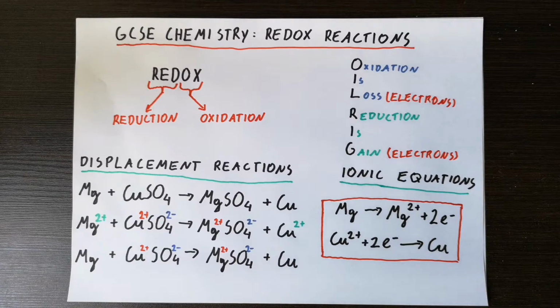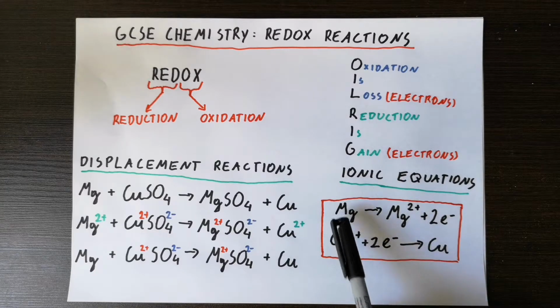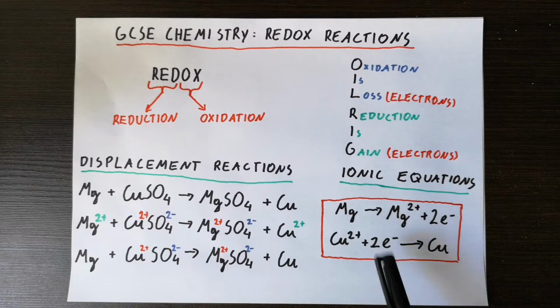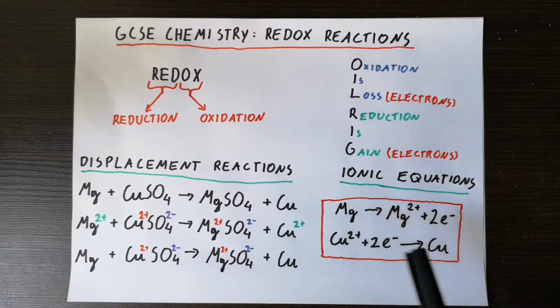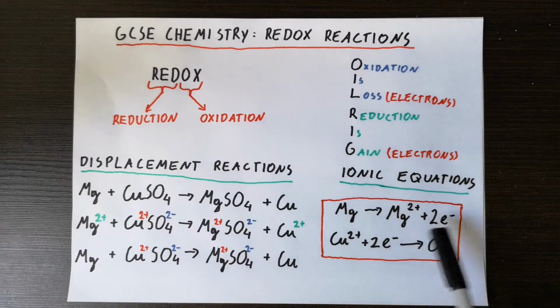Now, what do we see here? We have magnesium losing 2 electrons. So we put it down like this: Mg2+, because now magnesium has a 2 positive charge, plus 2e-. That stands for electrons. So as you can see, everything balances here charge-wise, because 2 plus, 2 minus, and here we have a 0. So everything balances out charge-wise, and it makes sense. It shows us that magnesium lost 2 electrons to whatever, in this case copper.